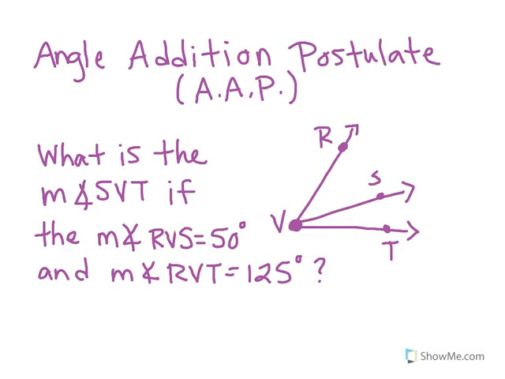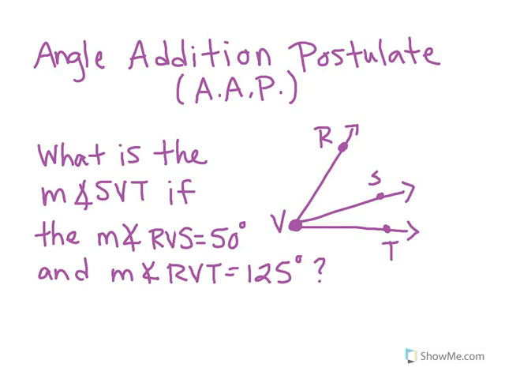So the next thing that we're going to look at is what's called the angle addition postulate. And we're going to abbreviate that by AAP. We're going to run into a lot of theorems and postulates along the way, and it's just nicer to abbreviate them instead of writing them out over and over again. So AAP is angle addition postulate.